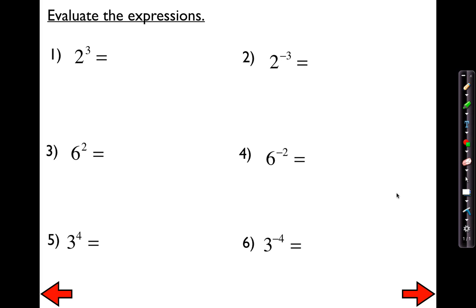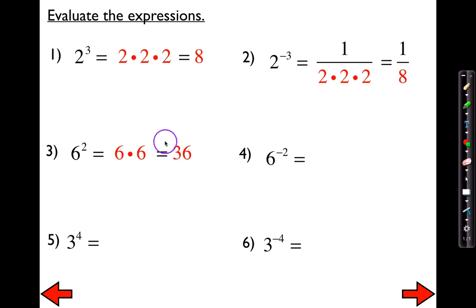Okay, let's see how we did. Hopefully for number 1, you got 2 times 2 times 2, which is 8. For number 2, you should have gotten 1 over 2 times 2 times 2, which is 1/8. Number 3, 6 squared is 6 times 6, which is 36. Number 4, 6 to the negative second is going to be 1 over 6 times 6, which is 1/36.